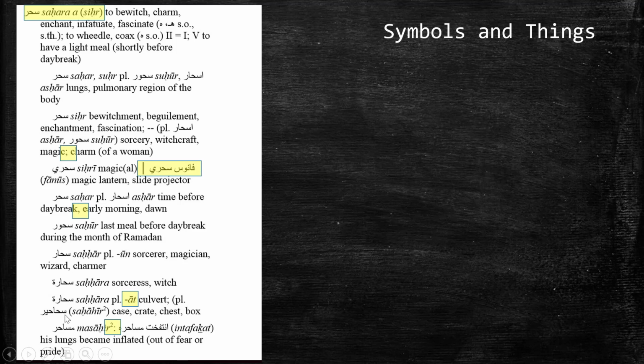So this would mean this would be sahahiru or sahahira. It would never be sahahirun. And this would be masahiru or masahira. It would never be masahirun or masahiran. Okay?